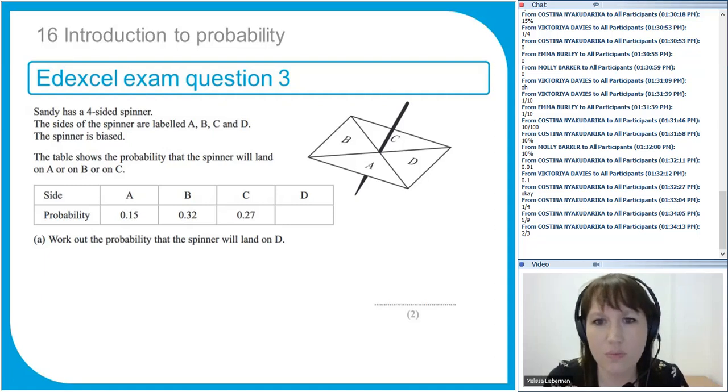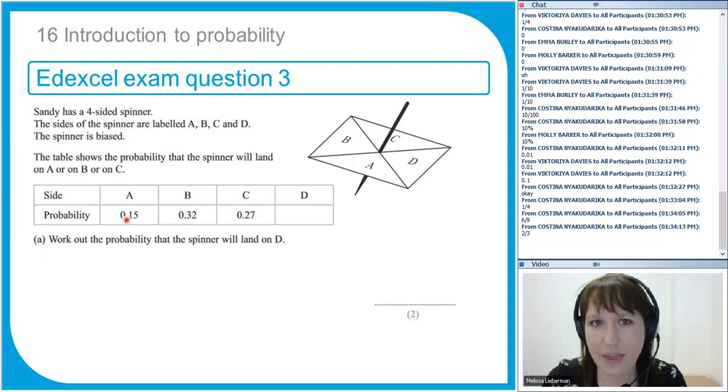So maybe the sides are slightly different lengths, so it's more likely to land on one side than one of the others. Now we're given the probability of getting A, B, and C. We're told that A is 0.5, B is 0.32, and C is 0.27. And part a says, work out the probability that the spinner will land on D. So what we need to do then, you can use a calculator if you want, if you're watching live, add these 3 numbers together, and then you need to subtract those from 1.